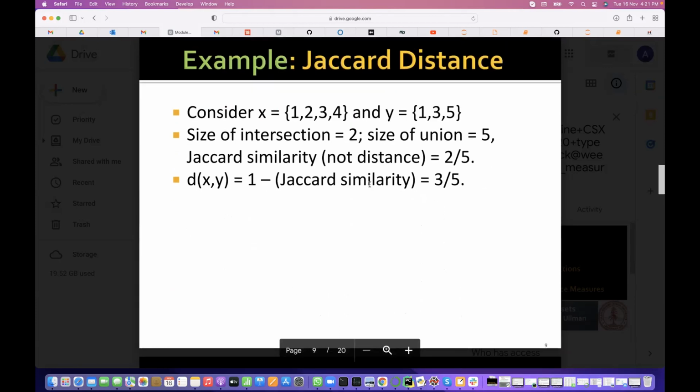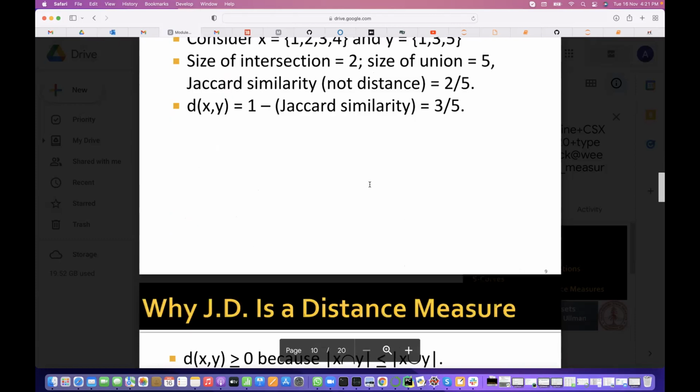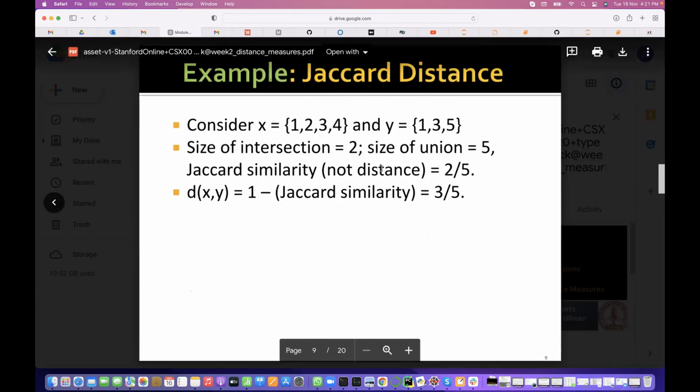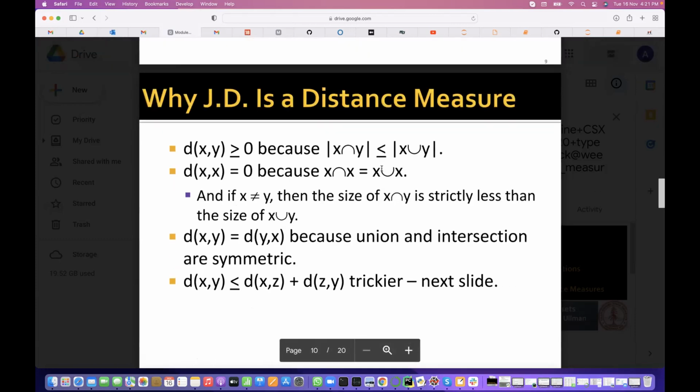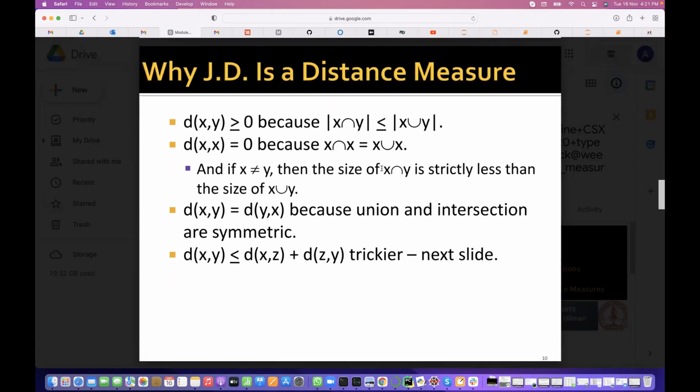Jaccard distance we know how to compute. This is finding the Jaccard distance between two sets. This we know. Jaccard distance is a distance measure, and we are proving that. Between two different sets, you never get a distance less than 0, because you are counting only the number of elements. So you'll never get less than 0.